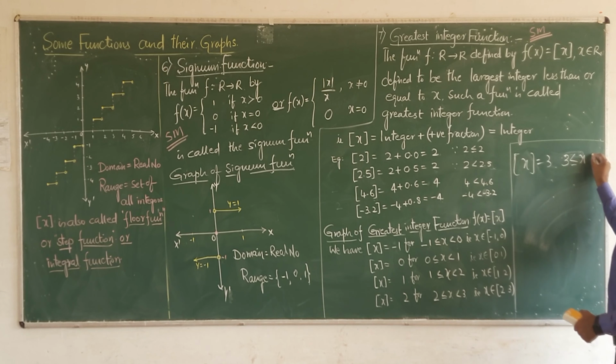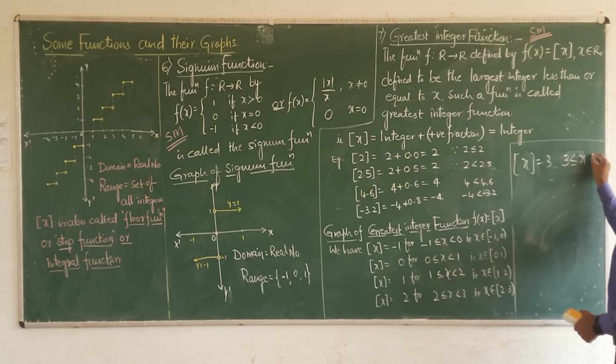Here, for -1 ≤ x < 0, we can write it in interval form: x belongs to [-1, 0), that is semi-closed, closed at -1 and open at 0. Here 0 ≤ x < 1, x belongs to [0, 1). Then 1 ≤ x < 2, x belongs to [1, 2). Here 2 ≤ x < 3, x belongs to [2, 3), closed at 2 because of less than or equal, and open at 3.